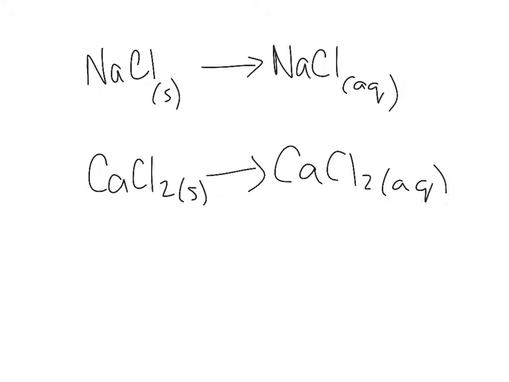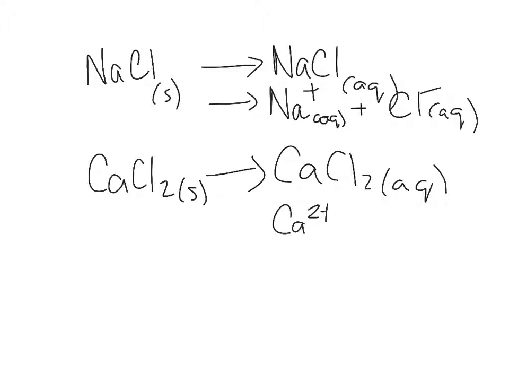So, whatever you do, do not have on the right side elemental chlorine with a charge. All of your halogens form a 1 negative ion. So really, in solution, you have sodium ions and you have chloride ions. Down below, you have calcium ions and chloride ions.